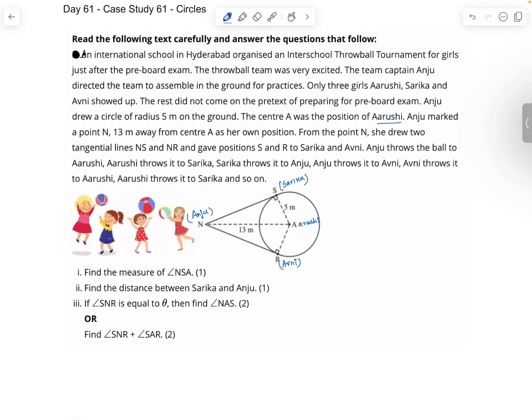From the question, I have taken down the position of four people. N is where Anju stands. S is where Sarika stands. A is where Arushi stands. R is where Avni stands.